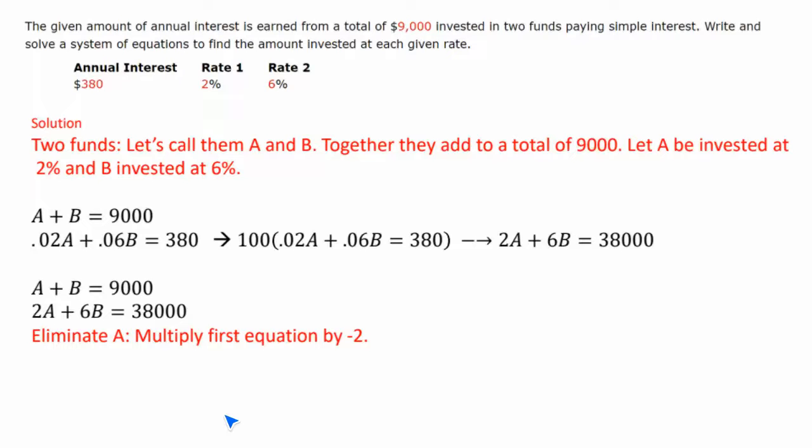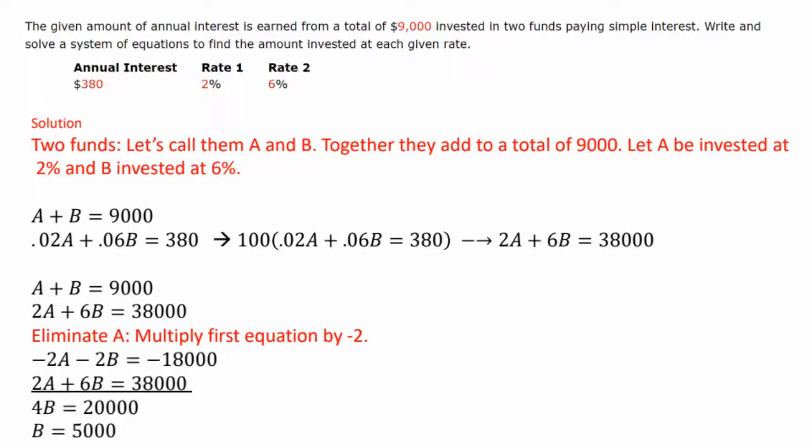So now we choose a variable to eliminate and we can get rid of the A's. So in order to get rid of the A's, I need to have a negative 2A for my first equation. So that means I'm going to multiply negative 2 times the first equation. So that would be negative 2 times A is negative 2A. Negative 2 times B is negative 2B. 9,000 times negative 2 is negative 18,000.